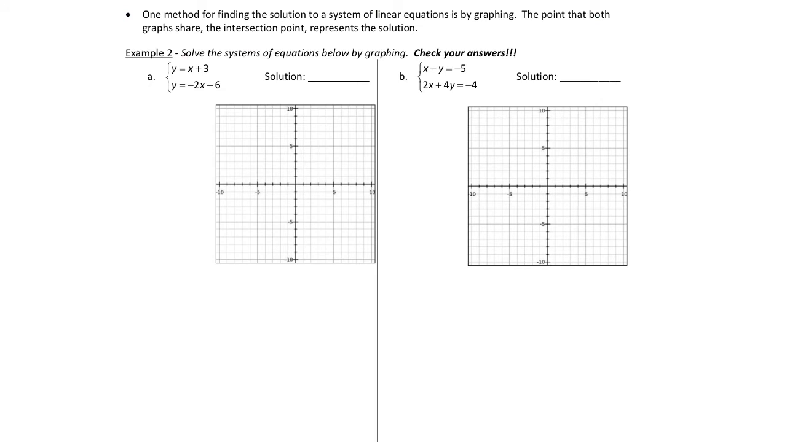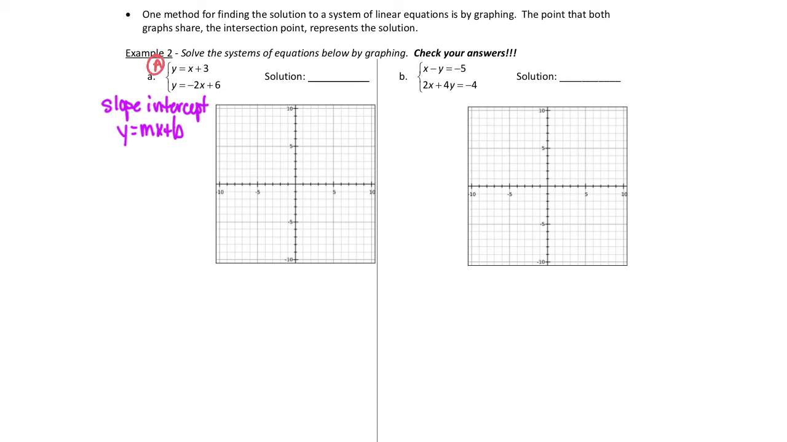Now we're going to move on to how to find solutions, and one method for that is to graph your two equations. So the first thing you want to do is take a look at your equations and figure out how you're going to graph those. So this first one is y equals x plus 3, and this is y equals negative 2x plus 6. Both of these are in slope-intercept form, which means we can find the slope and the y-intercept quite easily.